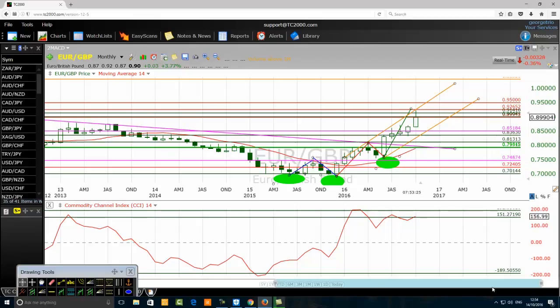So, first thing first that you need to understand is that when we are talking about the extreme levels for the CCI, we are talking about 200 and minus 200. This is about the extreme levels. When the CCI reaches those extreme levels in the zone of 200 or minus 200, it is telling us that there is a high chance that a trend may begin.